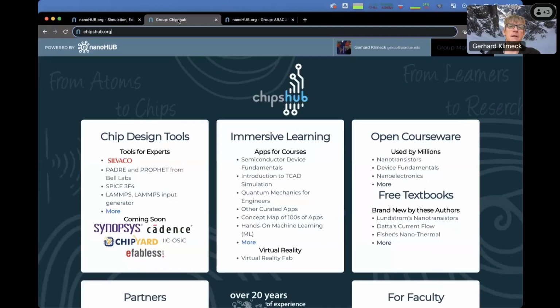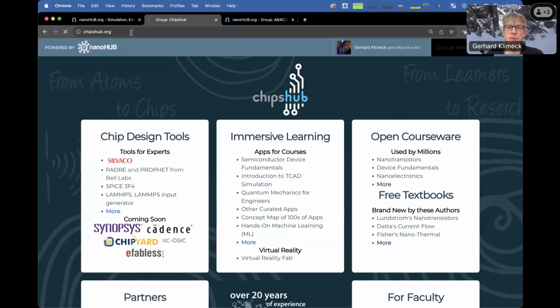We have created a new site, which runs actually inside nanoHUB. We call it ChipsHub, which is more dedicated to semiconductor education and research. And what we have in there is we have chip design tools. So currently running, we have Silvaco. For a long time, we've had running Padre and Prophet that came from Bell Labs, and we're in the process of installing Cadence and open source Synopsys, as well as open source environments.